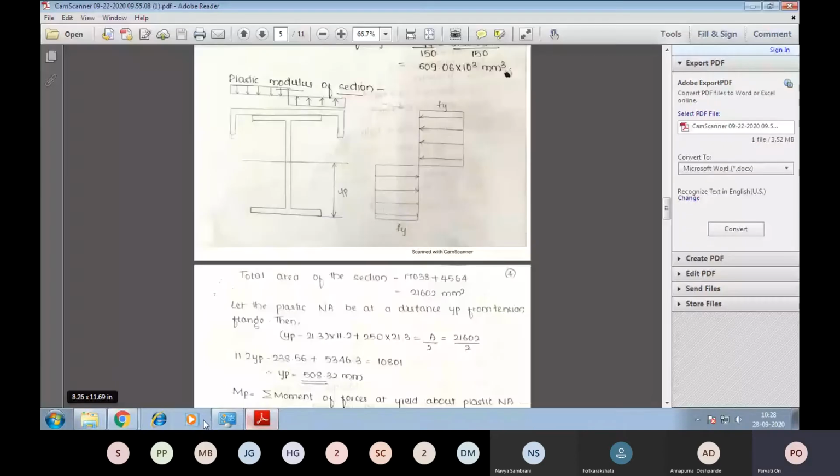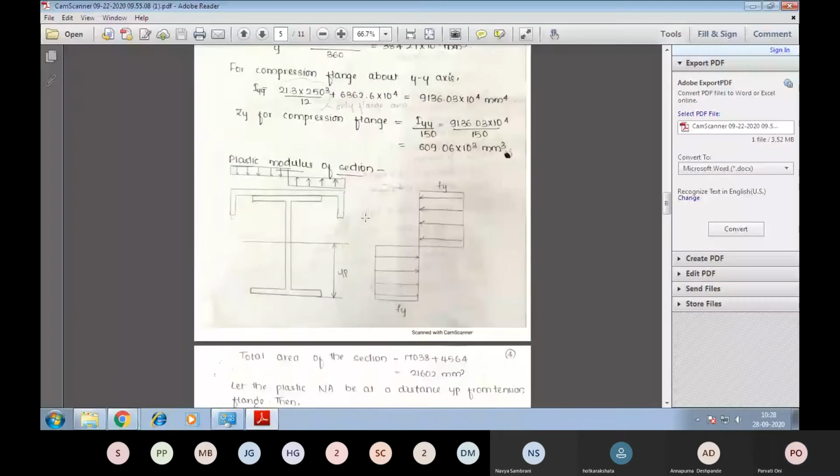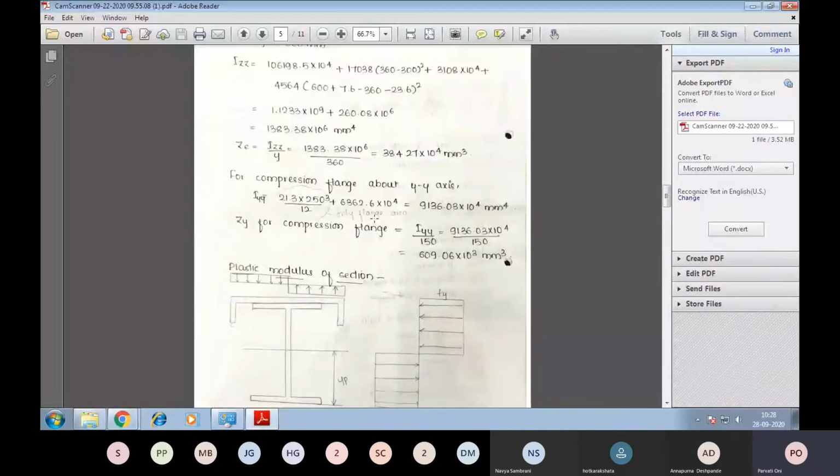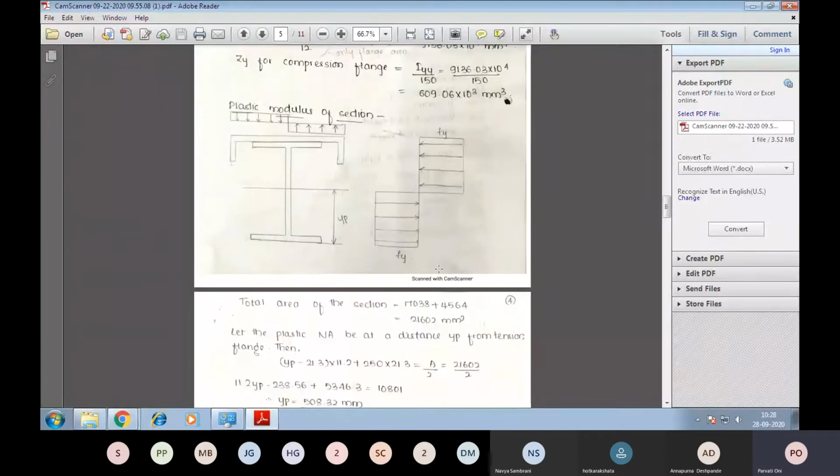So if you look here, till the last class we calculated the section modulus of the compression flange, that is 609.06 into 10 raised to 3 mm cube. So today we shall continue the same thing with the calculation of plastic modulus of the section.